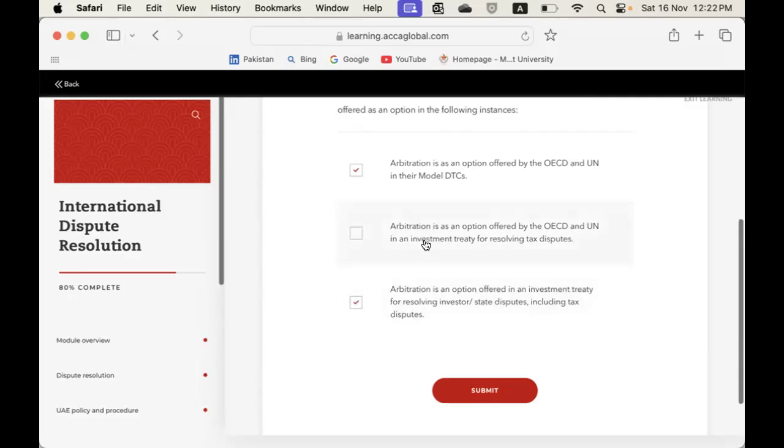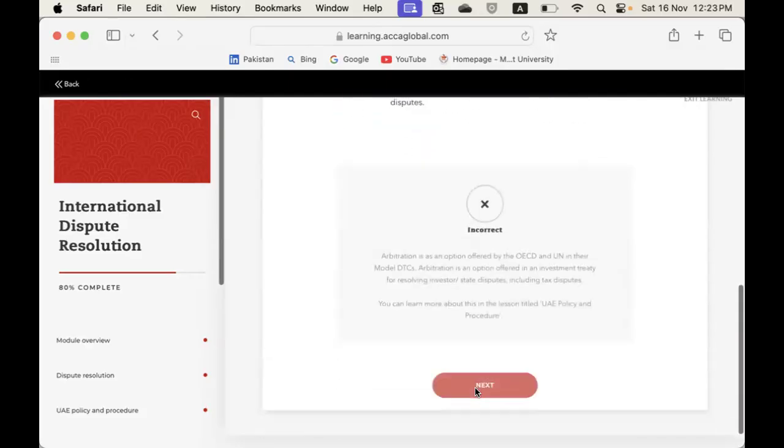Let's again revisit the second one. Arbitration is an option offered by the OECD and UN in an investment treaty for resolving tax disputes. I think they both offer it, but not in the investment treaty. Not in the investment treaty. Okay, yes, let's do that. Arbitration is an option offered in an investment treaty for resolving investor-state disputes, including tax disputes. Okay, let's submit. We'll see. Yeah, you were right. First and last one.